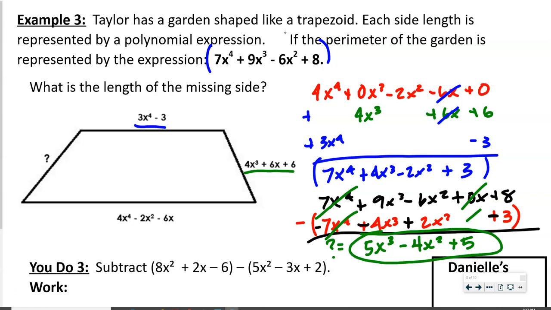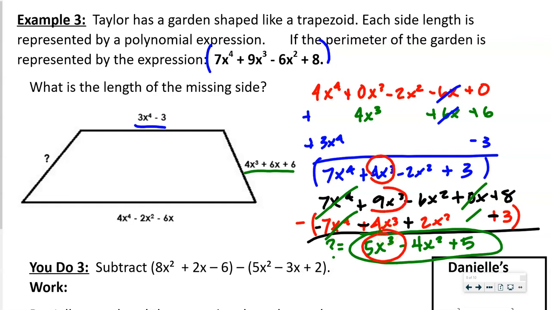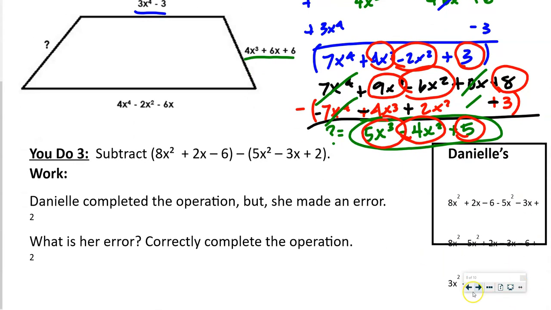And what I mean by that is, let me show you. So if you add this to this, you get that, right? You add negative 4x minus 2x, you get negative 6x. You get 5 plus 3. Guess what you get? 8. See that? So you can check it. All right. Go ahead and do the you do here. Subtract.